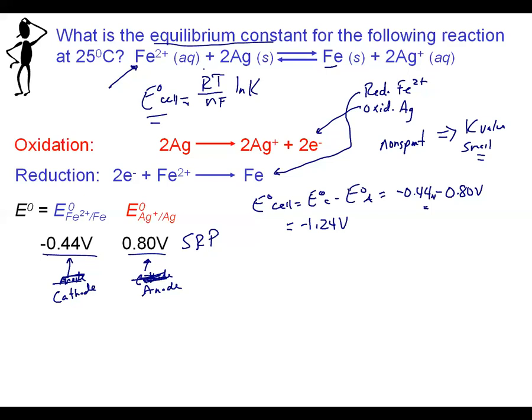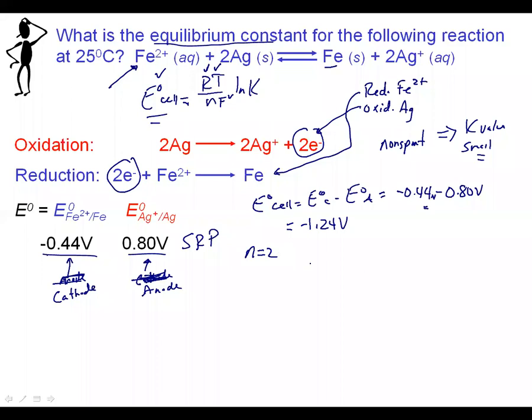All right, so we got our E of our cell. R is a constant, 8.314. Our temperature needs to be converted to Kelvin. That's a constant. We do need n, so n in this case is going to be 2. Remember, you don't add those together, so n would not be 4 or anything like that. And I think that's pretty much everything we need.